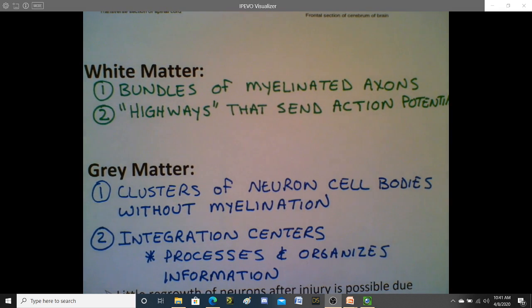Rather, they are going to be like computer centers. They're going to be integration centers. They're going to be processing information, deciding what to do with it. So your gray matter are going to be decision-making parts of your central nervous system rather than highways. So it says they are integration centers. They're going to process, organize information, and then send it somewhere else via the myelin.